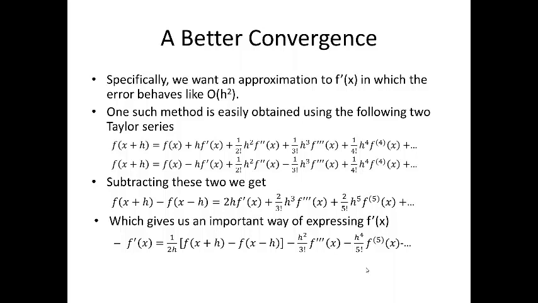is equal to 2h f prime of x plus 2/3 h cubed f triple prime of x plus 2 over 5 factorial h to the fifth times the fifth derivative of f evaluated at x, which gives us a way of expressing f prime of x by doing some simple algebra. We saw this type of trick in Newton's method, and in the Romberg method of integration we'll see it again in section 5.2. It's advantageous to have the convergence of a numerical process occur with higher powers of some quantity approaching zero.